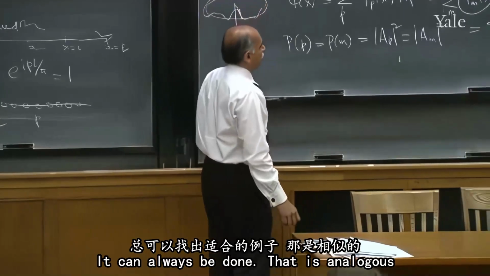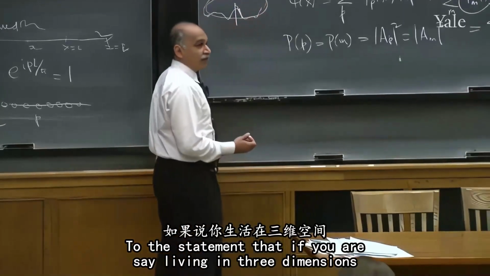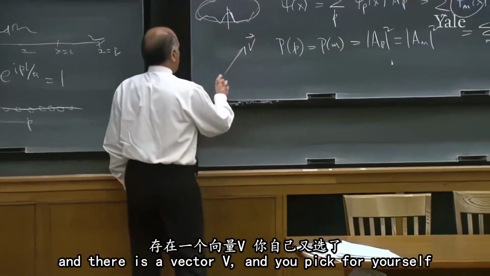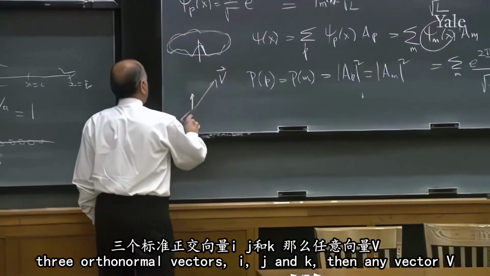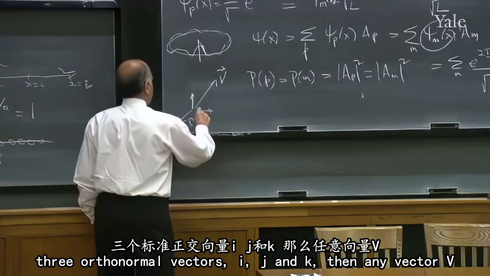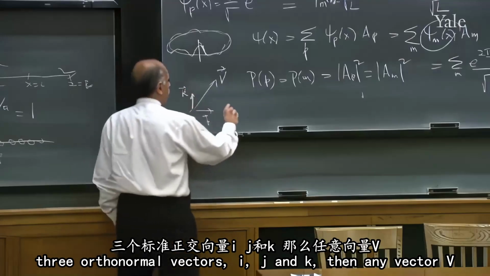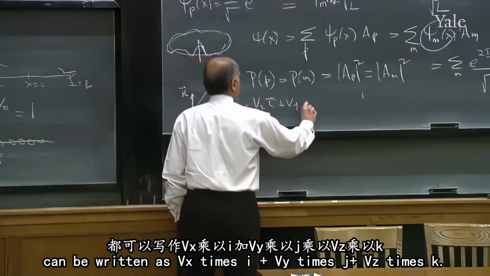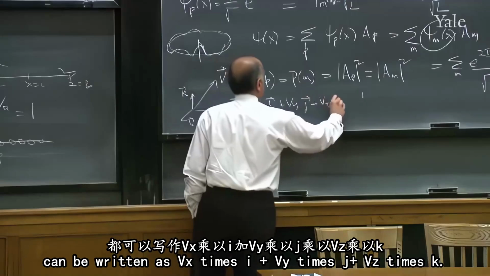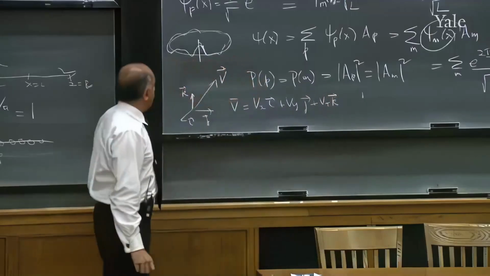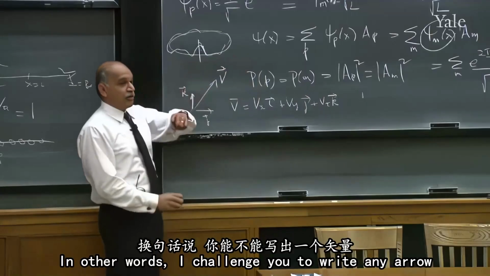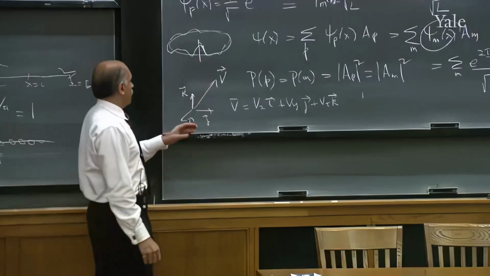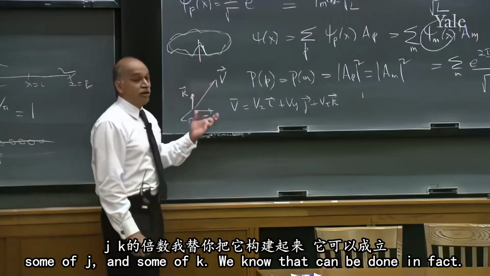That is analogous to the statement that if you are, say, living in 3 dimensions, and there is a vector v, and you pick for yourself 3 orthonormal vectors, i, j, and k, then any vector v can be written as v_x times i, plus v_y times j plus v_z times k. In other words, I challenge you to write any arrow in 3 dimensions, starting from the origin and pointing in any direction of any finite length. I will build it up for you using some multiple of i, some of j, and some of k.